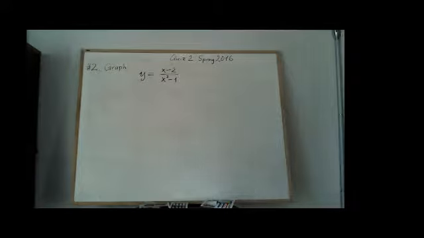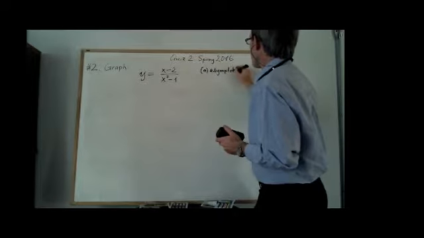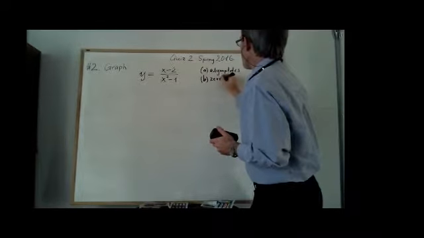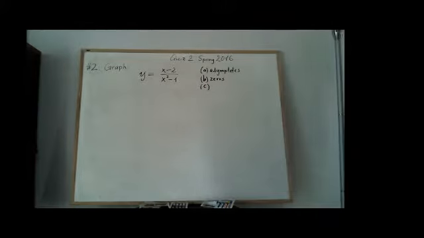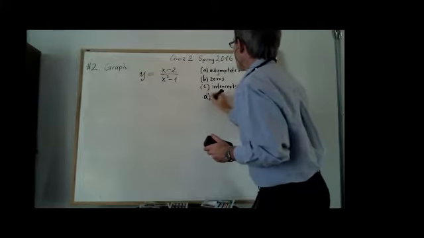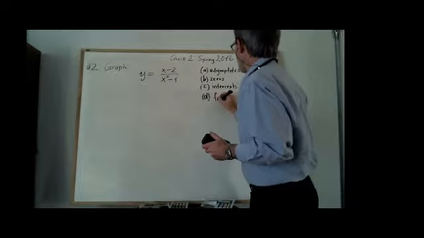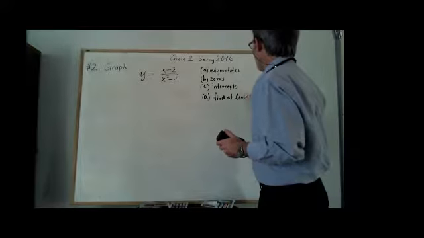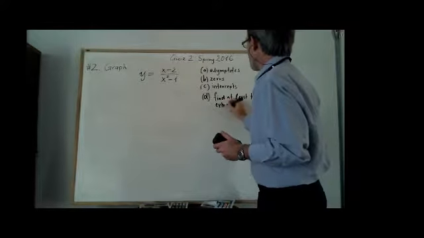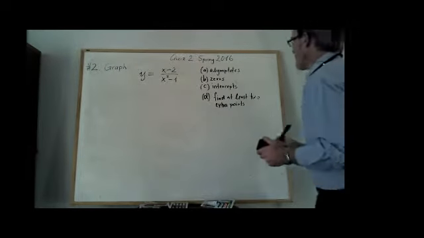Show clearly, it says, any A asymptotes, B zeros, C intercepts, and D verify the graph by finding at least 2 extra points on the graph which are not zeros or intercepts.